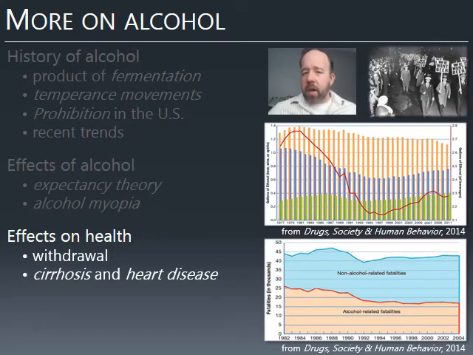You can get physical effects as well, like cirrhosis, that is scarring of the liver, and heart disease. So alcohol can be toxic to heart muscle and to the blood vessels that surround the heart. And so you can weaken the heart and diminish its ability to move blood around the body. And of course, that is potentially fatal as well.